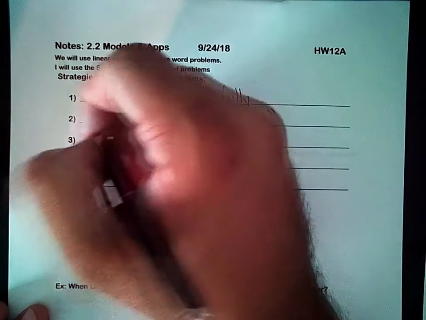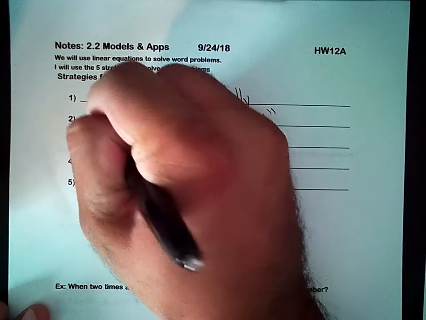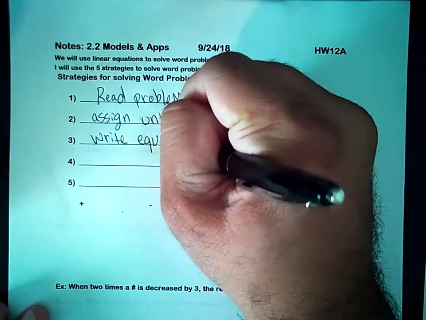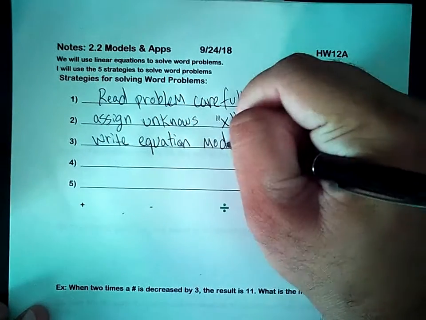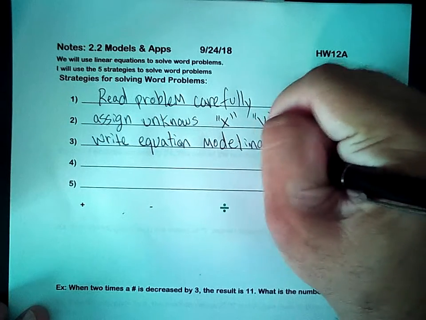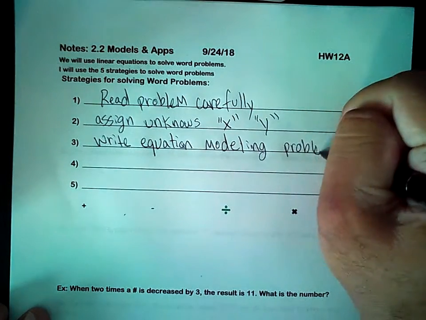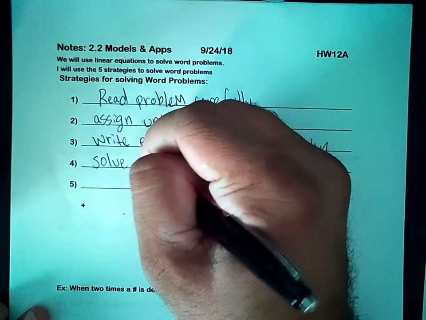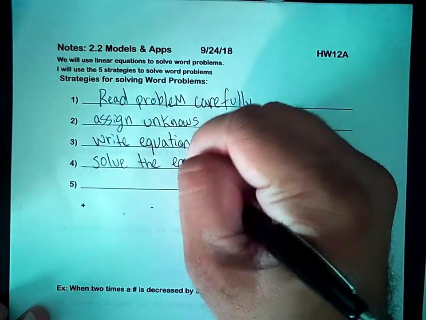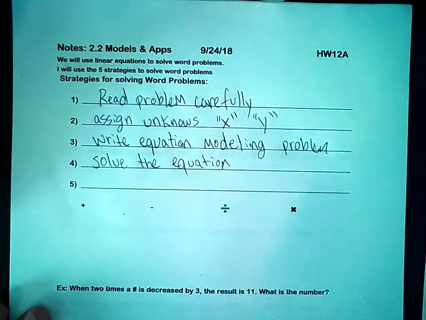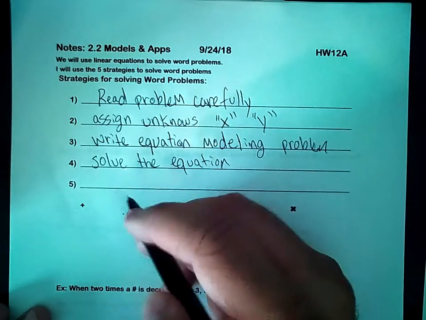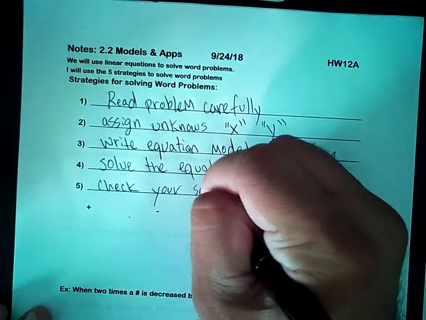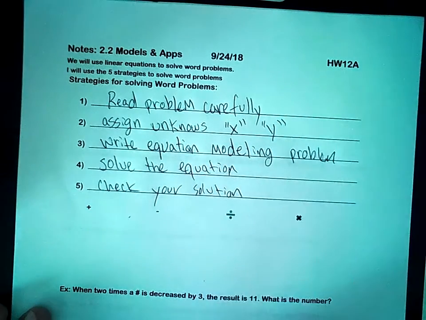Strategy 3, write the equation modeling the problem. So this is probably a more difficult one, but we're going to do a bunch of practice problems, and hopefully that'll help you. You'll get some of the idea of how it's done. Okay, number 4, you want to also solve the equation. Sometimes it doesn't ask you to, but when it does, make sure you do that. And then the 5th strategy, check your solution. And that's it. So these are the strategies I have for you guys.